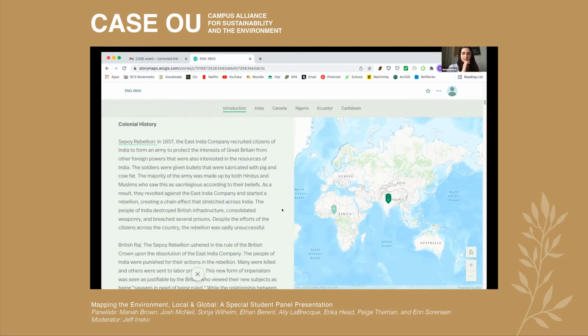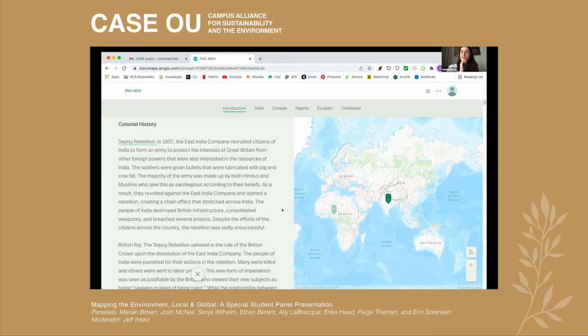The issue began in Meerut in 1857. The soldiers were given bullets that were lubricated with cow and pig fat. And this was a problem because the majority of these soldiers were Hindus and Muslims, and there are a lot of rules in their belief systems that prohibit anything used with cow or pig fat. So what ended up happening is they revolted against the East India Company and started a rebellion that ended up covering the entirety of India.